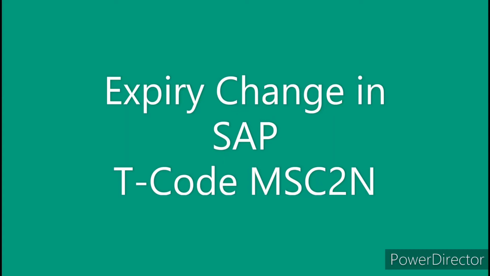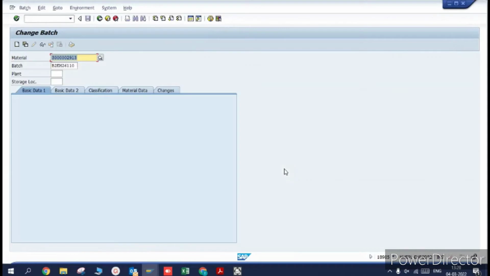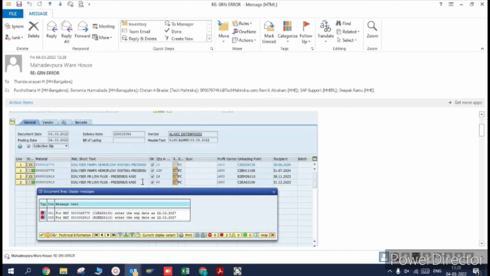Yeah, expiry date change option in SAP. T code is MSC2N. So here we just need to enter the item code. Once you put the T code, we'll be getting the below screen. So we have to enter the item code, batch number, and enter it. So we'll be getting the new screen for change option.